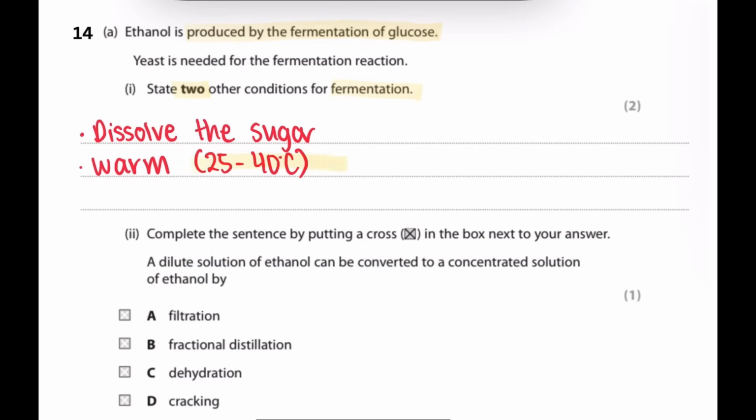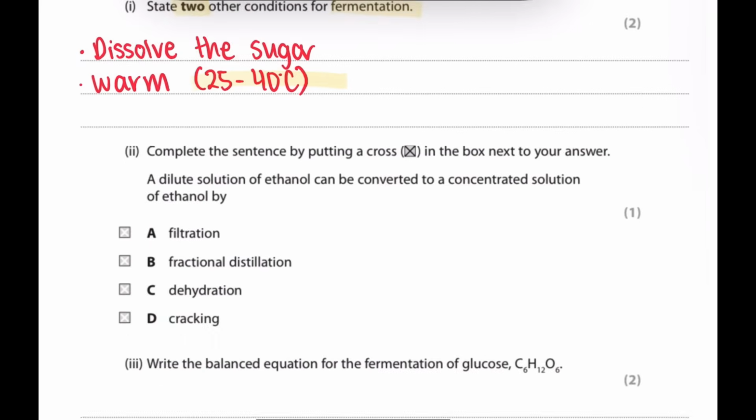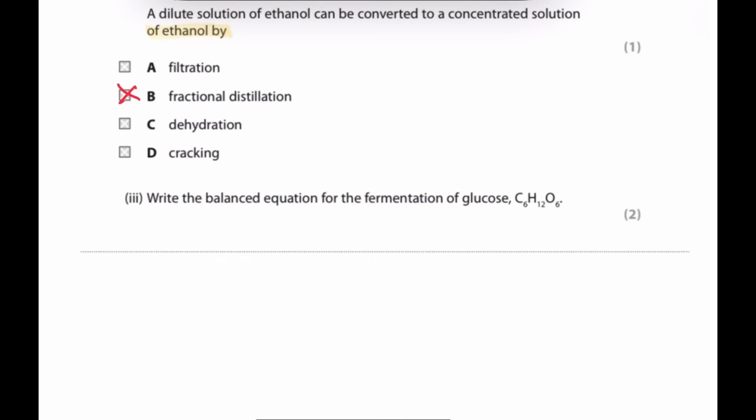Also, it has to be warm, around 25 to 40 Celsius. There also needs to be absence of air, no oxygen. It has to be anaerobic respiration only. The pH also has to be neutral to slightly acidic, from 4 to 7, and it has to be a sterile condition. Complete the sentence by putting a cross in the box next to your answer. A dilute solution of ethanol can be converted to a concentrated solution of ethanol, and this is by fractional distillation.